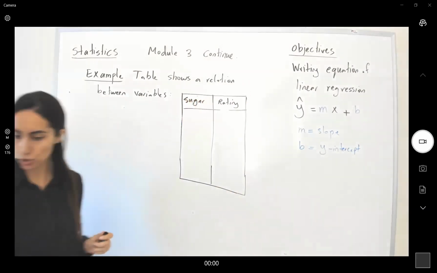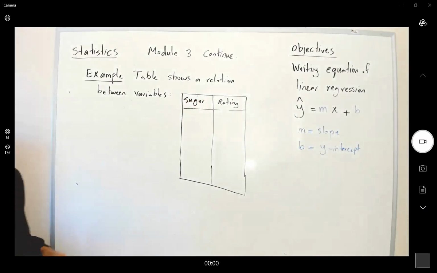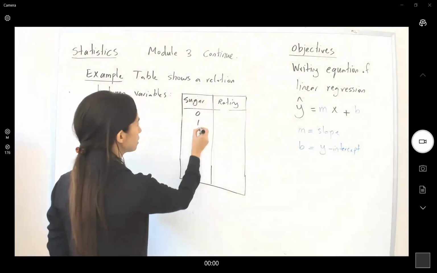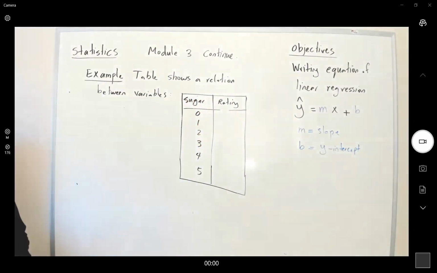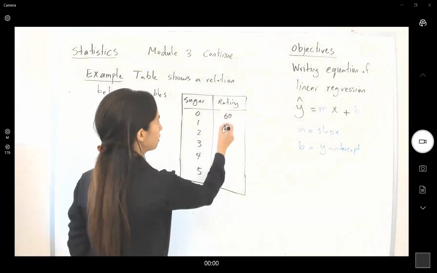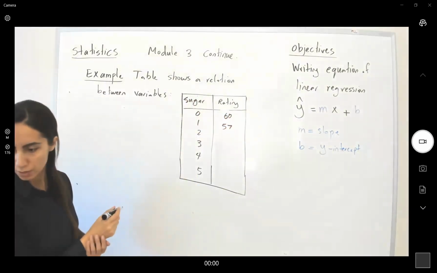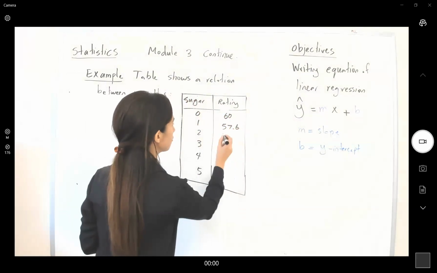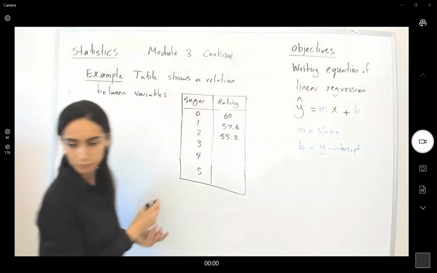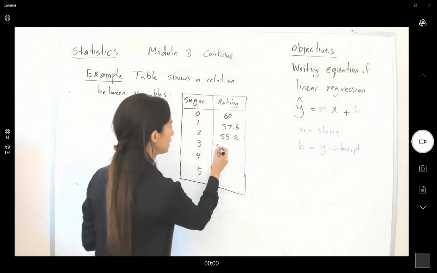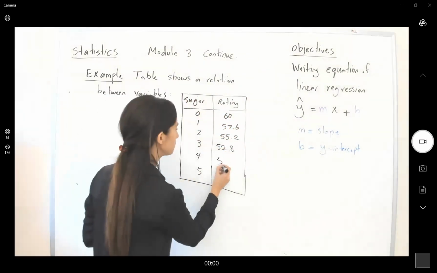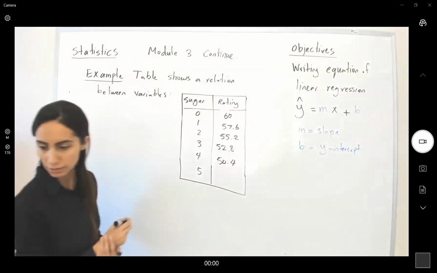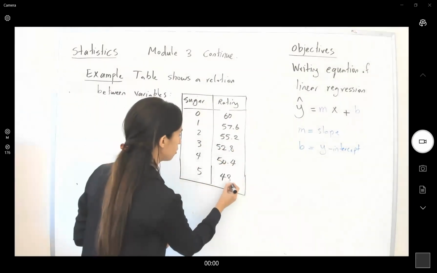Very well. So sugar, amount of sugar per serving: 0, 1, 2, 3, 4, and 5. And y, or predicted rating, is equal to 60, well, 57.6, 55.2, 52.8, well, we have 50.4, and we have 48. Okay, excellent.